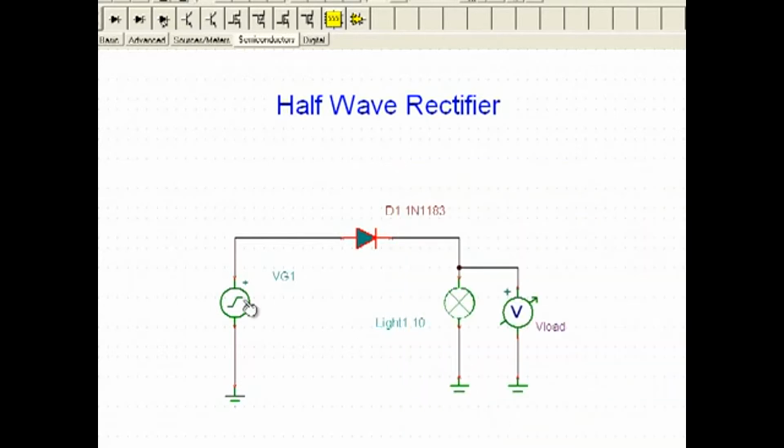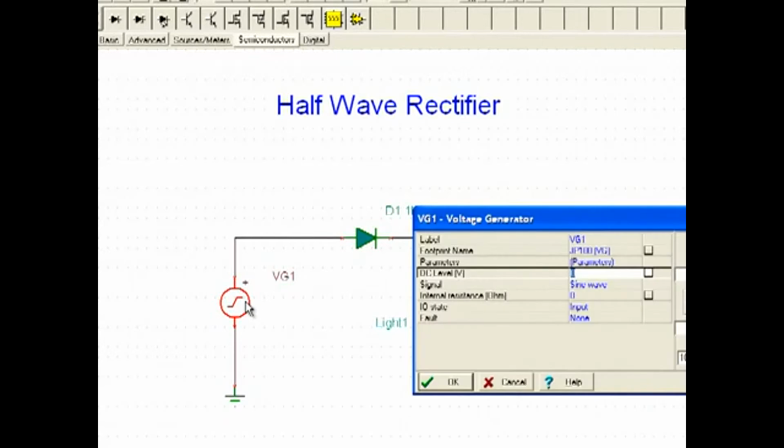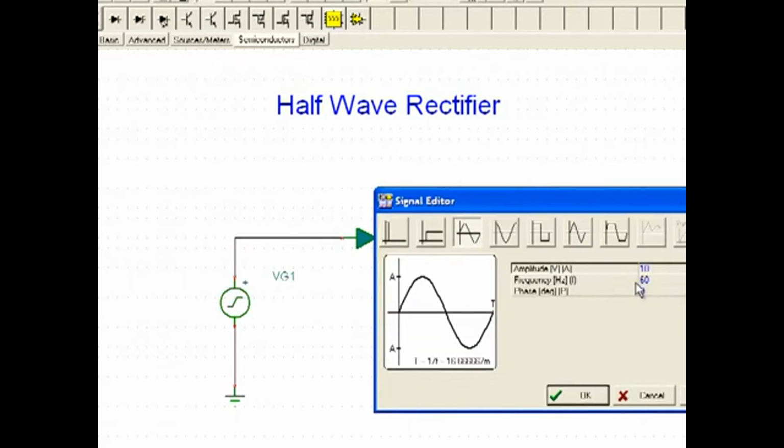This source represents the alternating current coming out of the wall after it's been stepped down by a transformer. The wall current arrives in the form of a sine wave, and in North America it has a frequency of 60 Hertz. In other words, we get one alternation in 1/60th of a second, or 16.6 milliseconds. Our transformer has dropped the wall voltage down to a voltage of 10 volts peak.